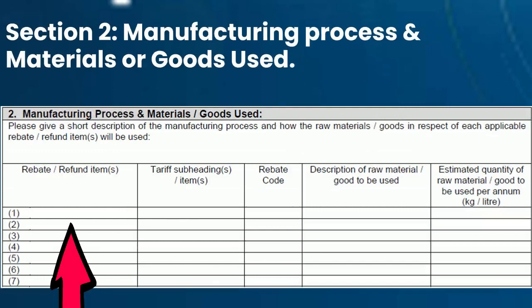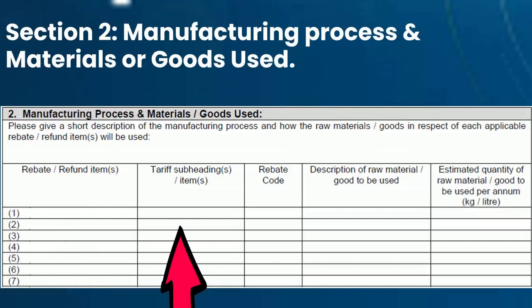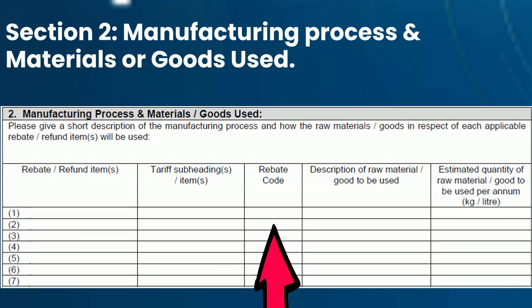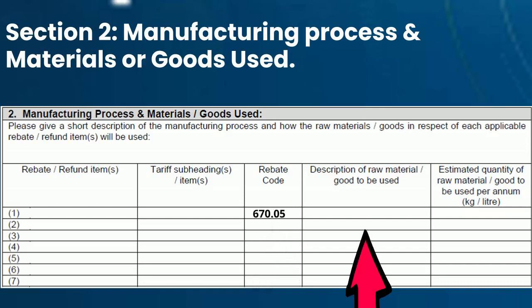Under Tariff subheadings, insert the diesel usage estimates. Under Rebate Code, insert the rebate code 670.05. Under Description of raw material or good to be used, indicate the fuel type used. Example, distillate fuel or diesel.